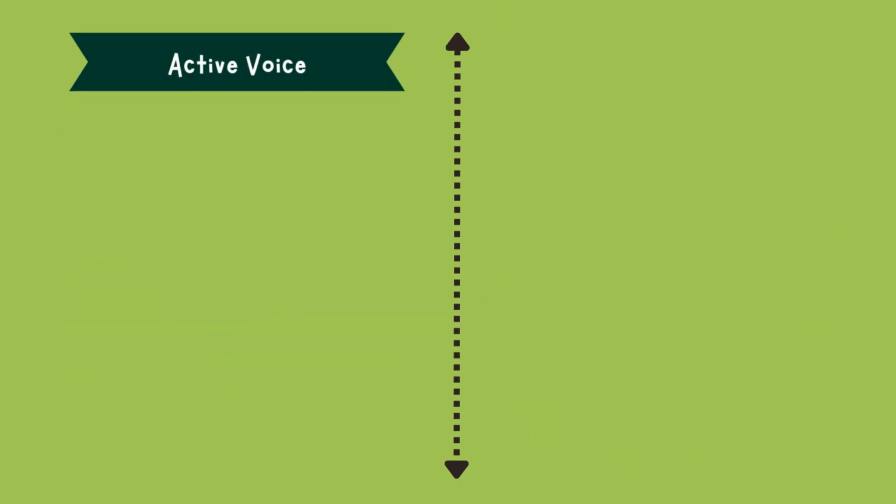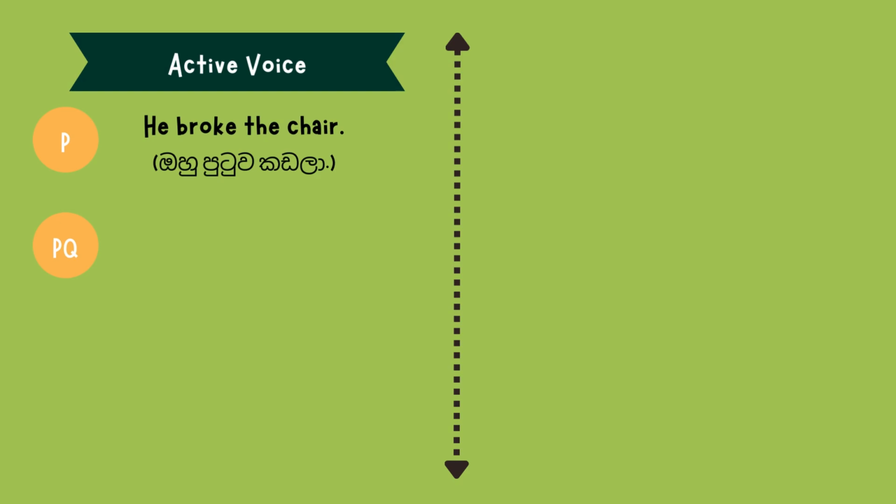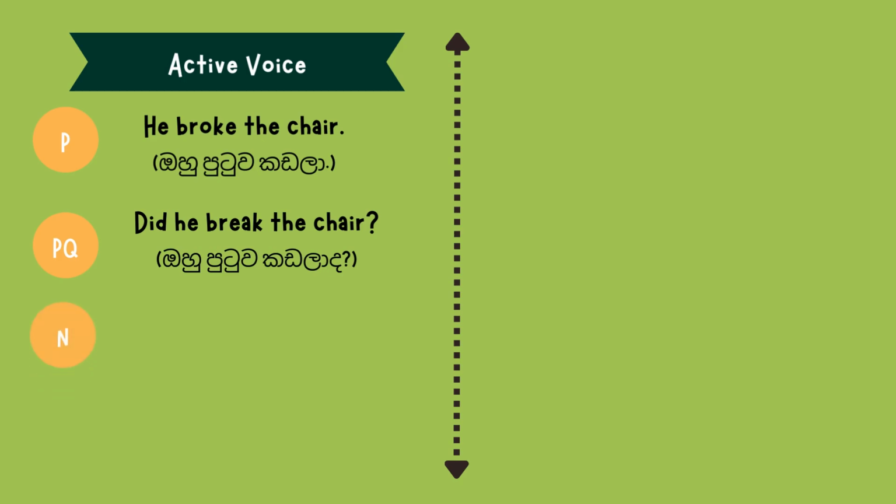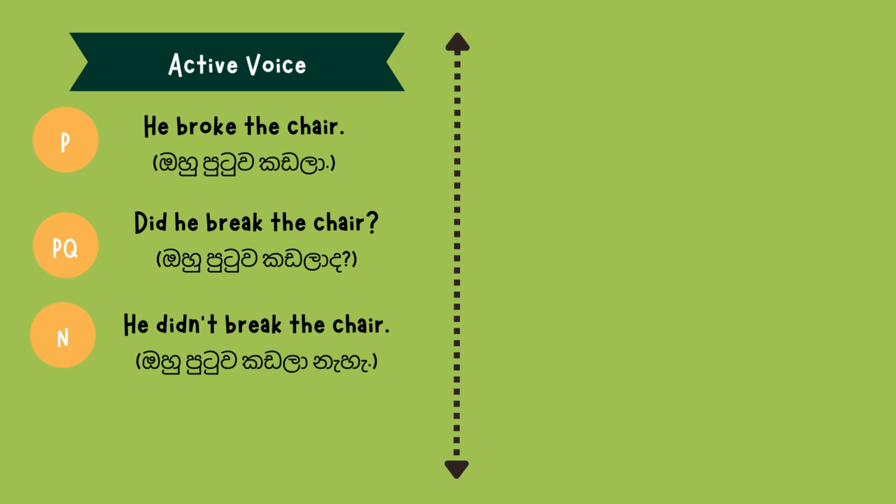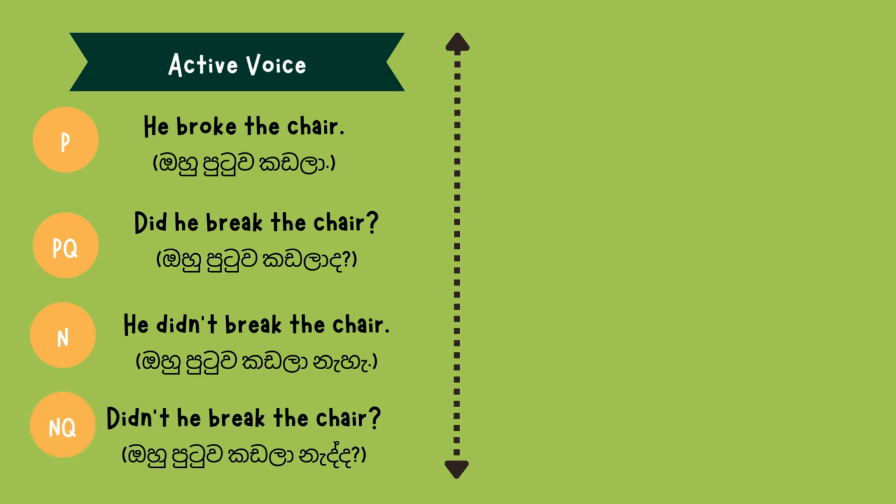Active voice. Positive. He broke the chair. Positive question. Did he break the chair? Negative. He didn't break the chair. Negative question. Didn't he break the chair?